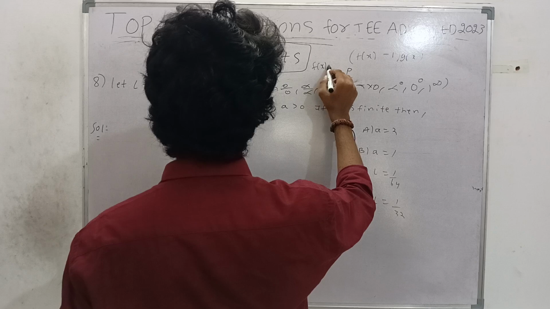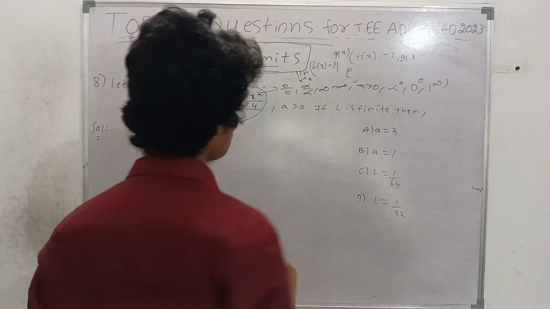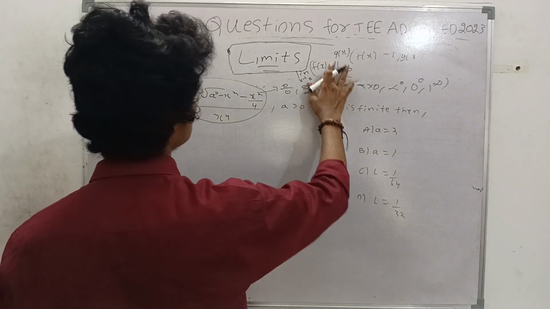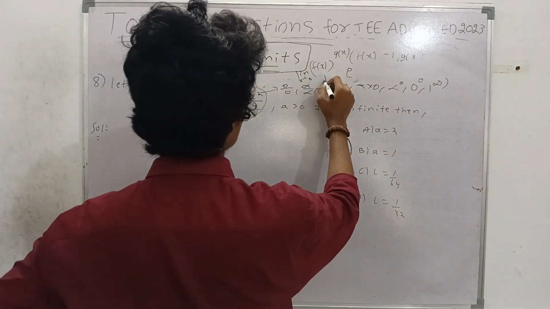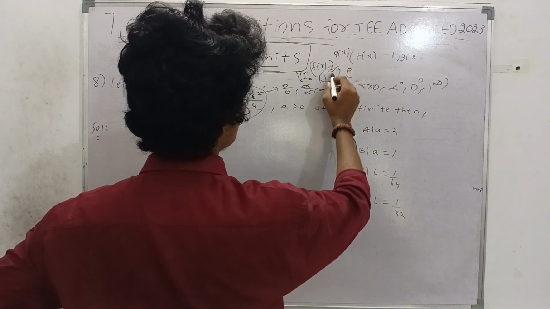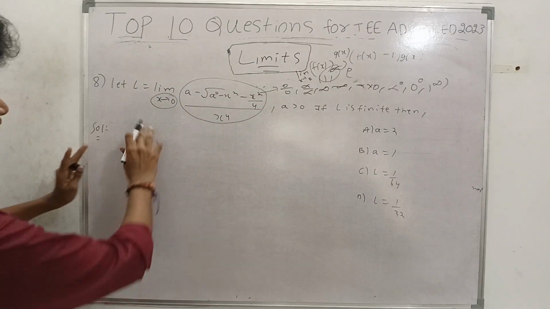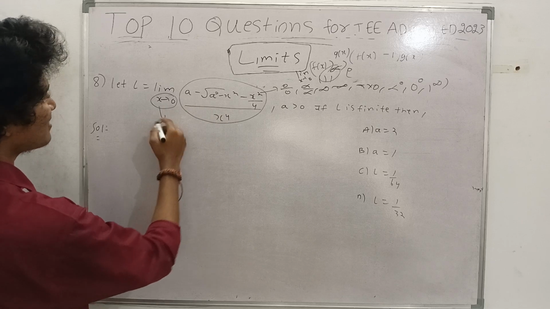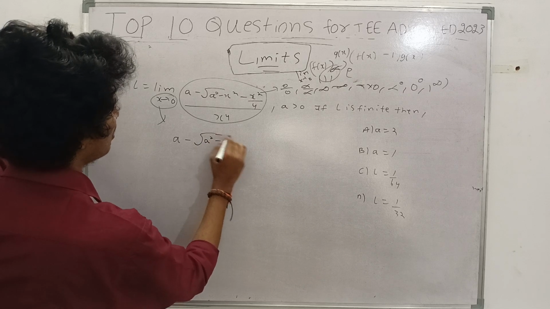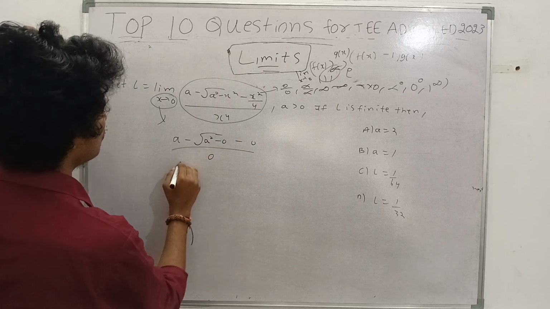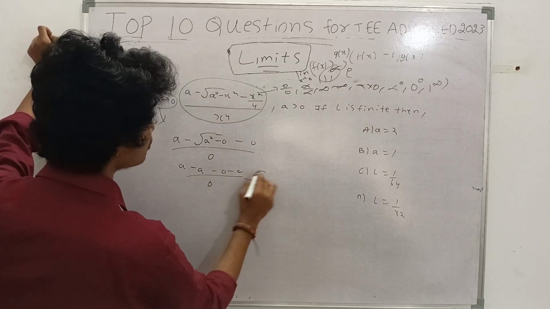When f of x minus 1 whole power g of x is present, with the limit extending to 0, suppose f of x equals 1 and g of x is infinity. That is the 1 power infinity form, so we convert it like this: f of x minus 1 into g of x, and it is e power. Now when x is tending to 0 and we substitute here, it will be a minus root of a square minus 0 minus 0 divided by 0. So it will be a minus a divided by 0, that is 0 by 0 form.